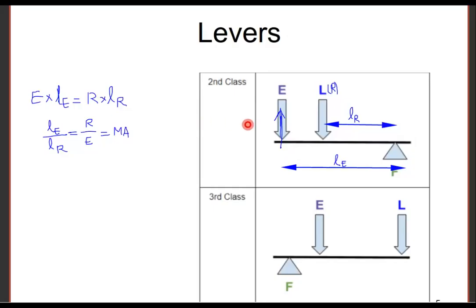type 2 lever. It is clear that LE is greater than LR. Therefore, in type 2 lever, mechanical advantage is always greater than 1. So when mechanical advantage is greater than 1, it says R is greater than E. So we can overcome a greater force with less effort. Therefore, it is good for us. That's why it's called advantage, mechanical advantage.